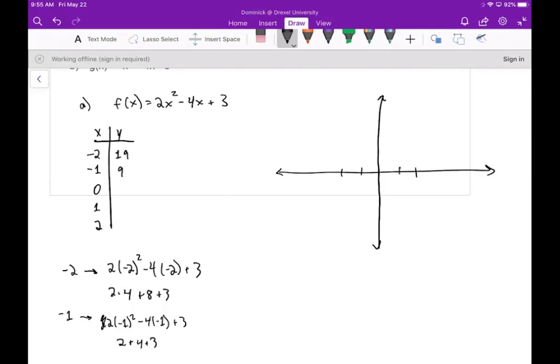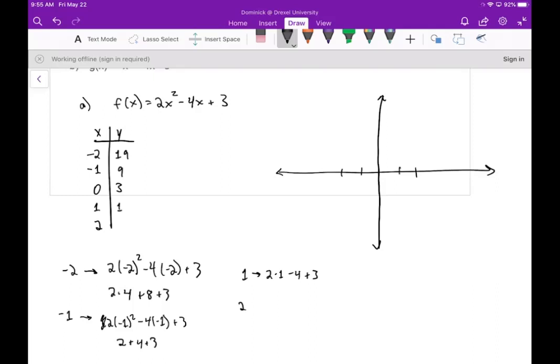If I plug in a 0 there, my x terms go away and I'm just going to be left with 3. If we plug in 1, we get a 2 times 1 squared, which is still 1. So I'm just going to write that. Minus 4 times 1, which is still 4. So then we're going to get a 2 minus 4 plus 3. So that should give me a positive 1.